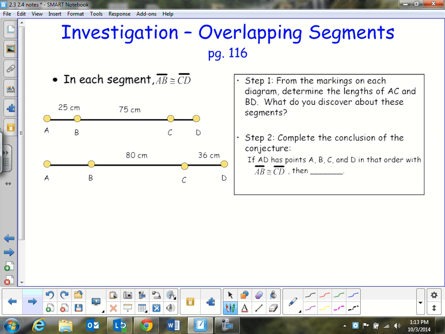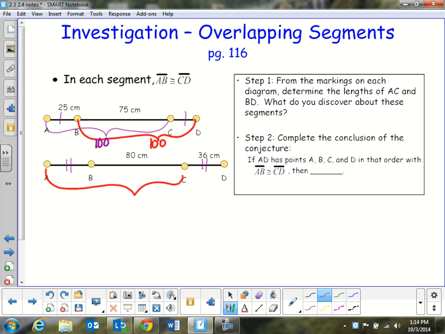Here's another little investigation where you can have deductive reasoning involved. It says each segment AB is congruent to CD, so let's mark those congruent. AB is congruent to CD. From the markings of each diagram, determine the lengths of AC and BD. So AC is here. BD is here. So what is AC now? It looks like it's going to be 100. What is BD? Well, these two are congruent, so this is also going to be 100.